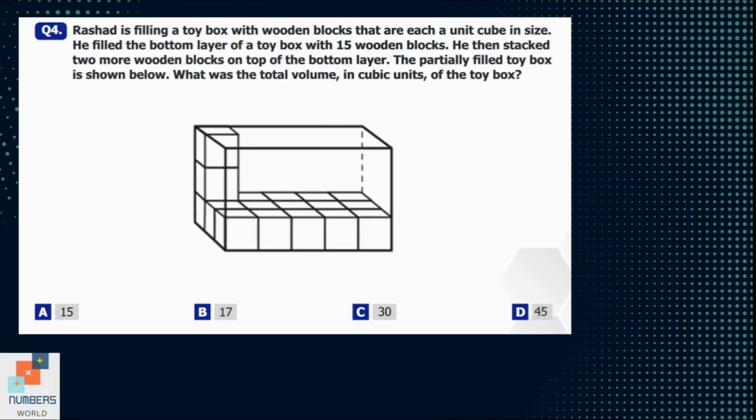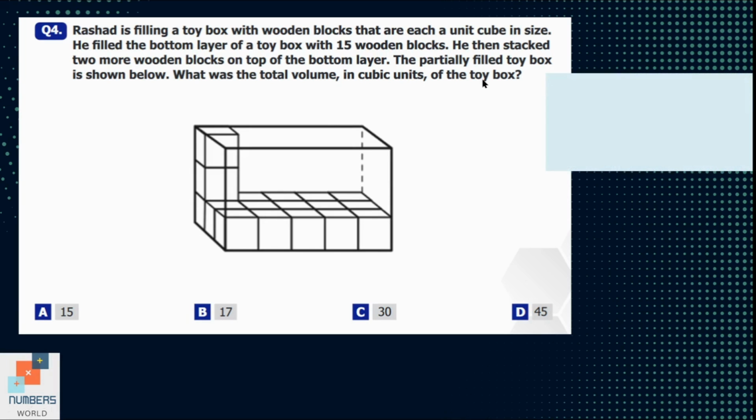Question number 4. Rashid is filling a toy box with wooden blocks that are each a unit cube in size. He filled the bottom layer of a toy box with 15 wooden blocks. He then stacked 2 more wooden blocks on top of the bottom layer. The partially filled toy box is shown below. What was the total volume in cubic units of the toy box?